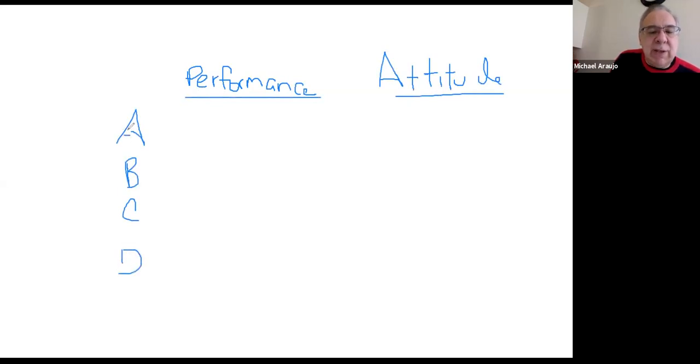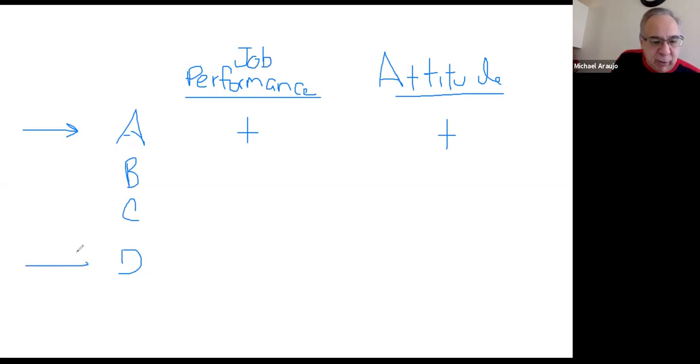So employee A is going to be your most impressive employee. They are performing their job very well. They have a positive job performance, okay? And they have a very positive attitude. So that's the ideal employee. Employee A is ideal. They're performing their job well, and their attitude is incredibly good. It's good for the business.